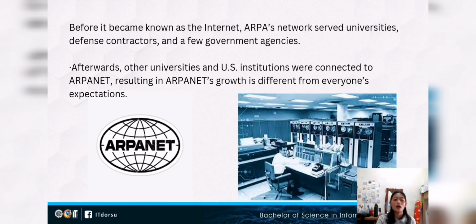Before it became known as the internet, ARPA's network served all universities, defense contractors, and a few government agencies. So ang ARPA daw nagaserve siya sa mga universities, contractors, and a few government agencies. Afterwards, the other universities and US institutions were connected to ARPANET. So ang uban nga university o US institution nag-connect na sila sa ARPANET. Resulting in ARPANET's growth being different from everyone's expectation.